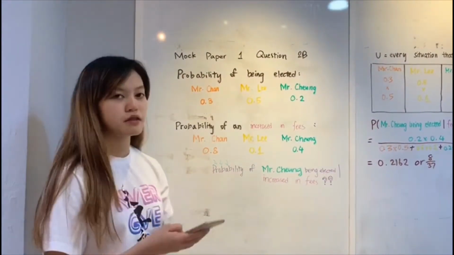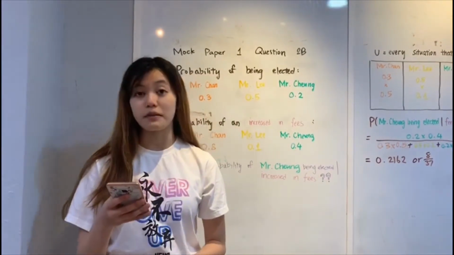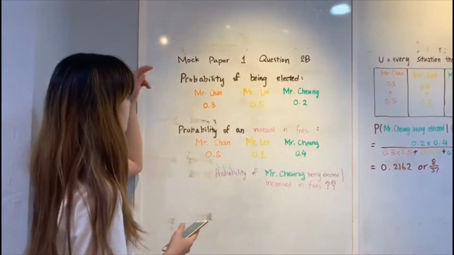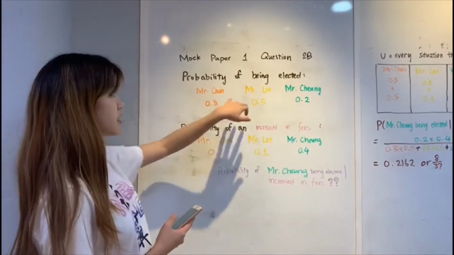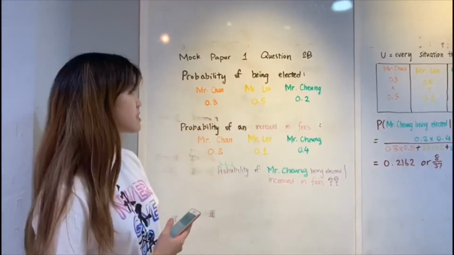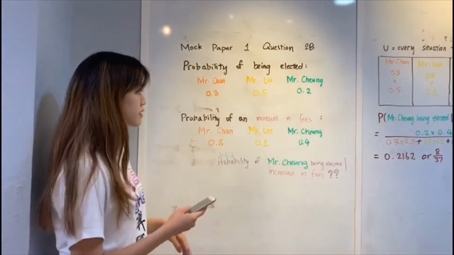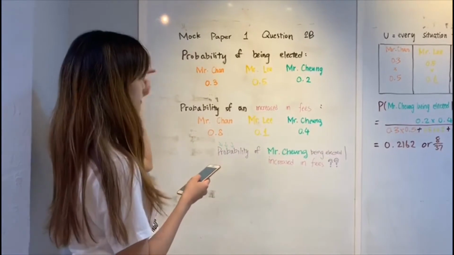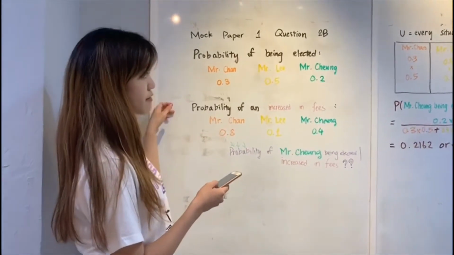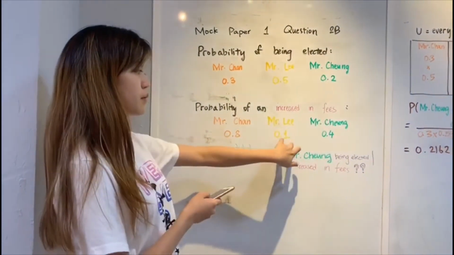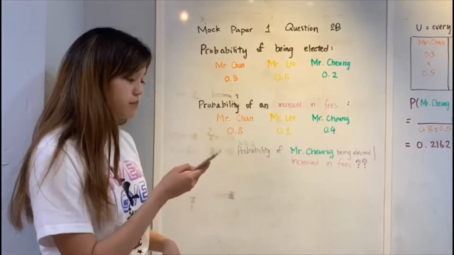So there are 3 members of a private country club that have been nominated for the office of president. The probability of Mr. Chan, Mr. Lee, and Mr. Zhang being elected is 0.3, 0.5, and 0.2 respectively. The probability of an increase in fees after that will be 0.8, 0.1, and 0.4 respectively.